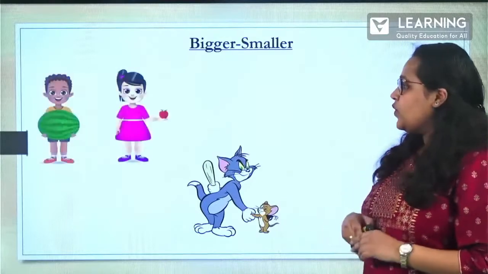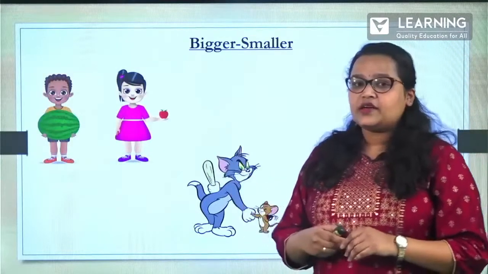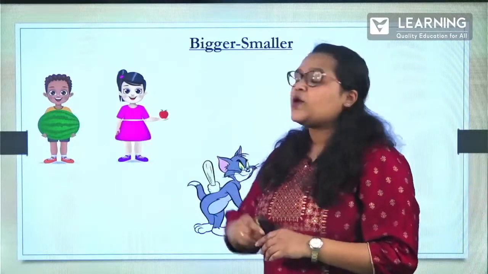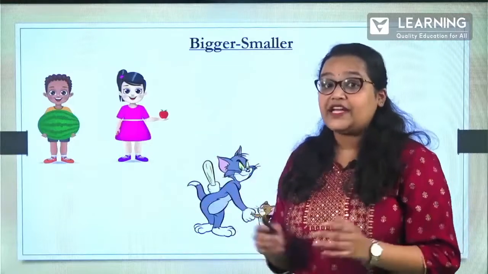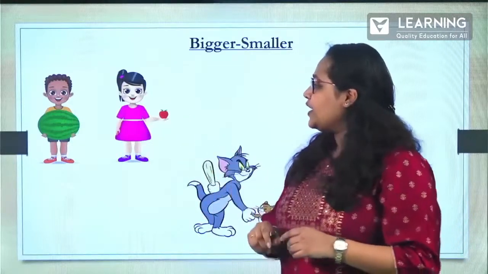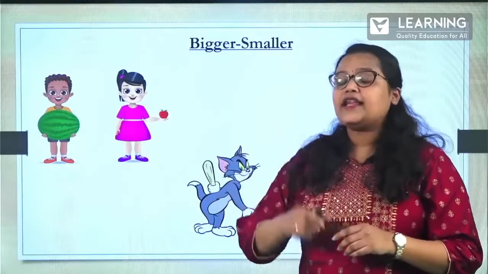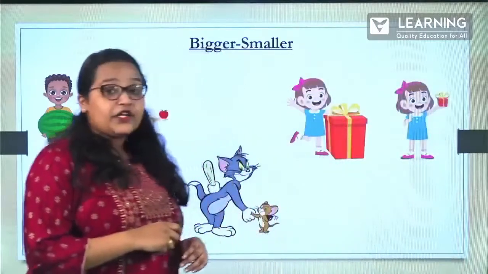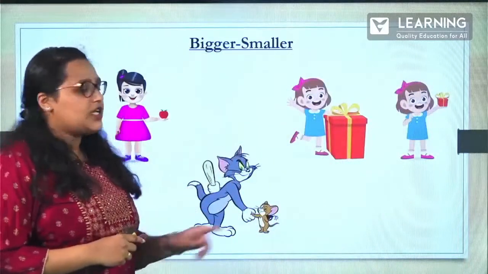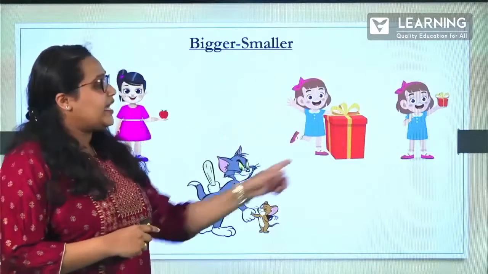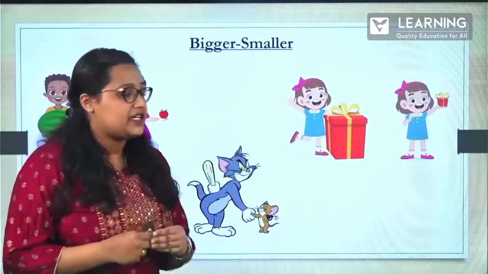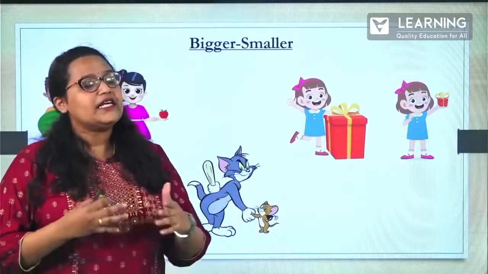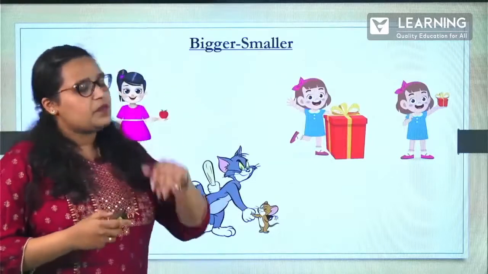Okay. Now here again, can you make a difference? Where can we make a difference of bigger and smaller? Here, this boy is holding a big watermelon. It is bigger. And this girl is holding an apple which is small compared to the watermelon. We'll see one more example. Here you can see that this girl got a bigger gift, right? And that girl got a gift, but she got the smaller gift. This is how we'll be doing a comparison between bigger and smaller.